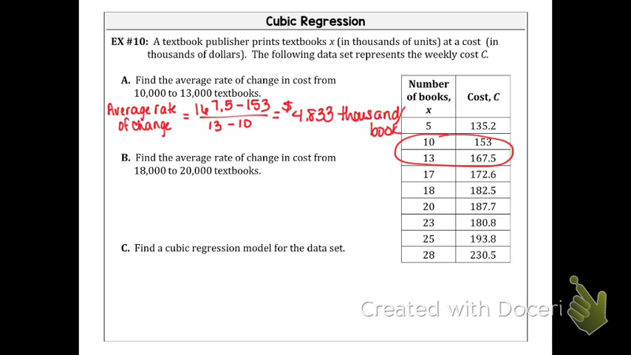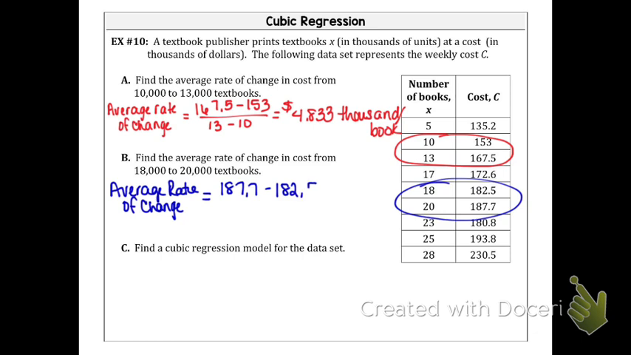Find the average rate of change in cost from 18,000 to 20,000. Same thing, but now I'm looking at these two. This is 187.7 minus 182.5 over 20 minus 18. So subtract them, divide it, and I found 2.6 thousand per book.